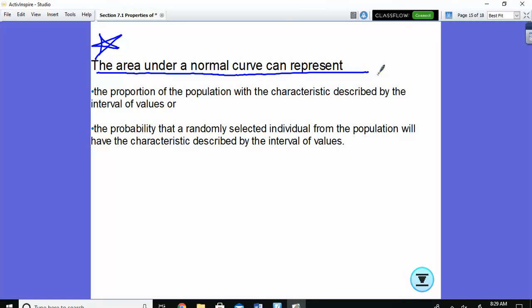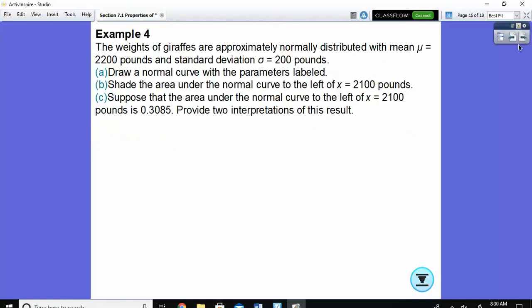So it could be the percentage of the 2-year-old boys that had a given height. Or it is a probability. So we could say there's a 30% chance of this happening, or we could say 30% of the population had this characteristic. So we can look at it just describing the population or as a probability.